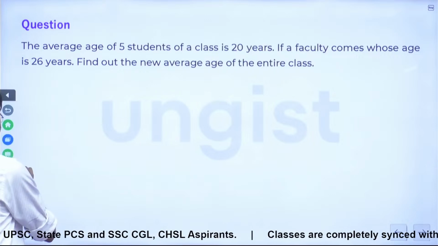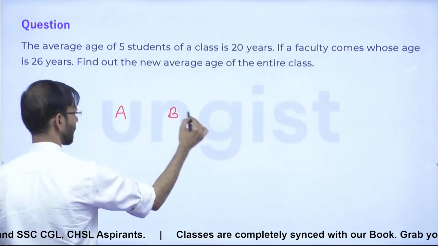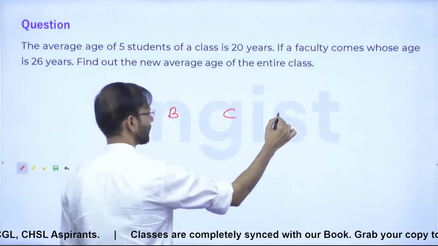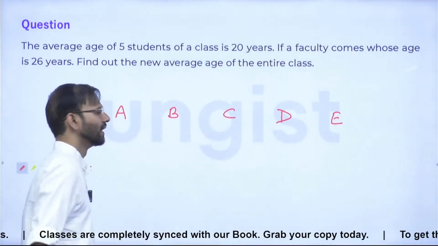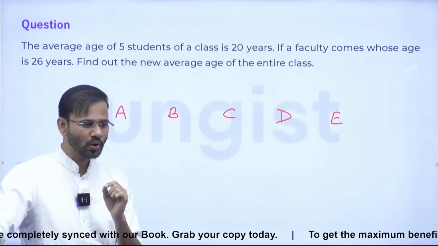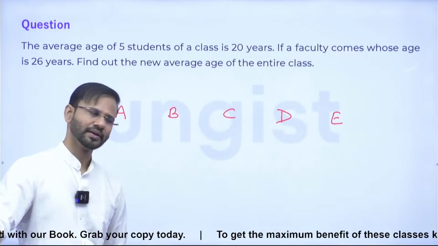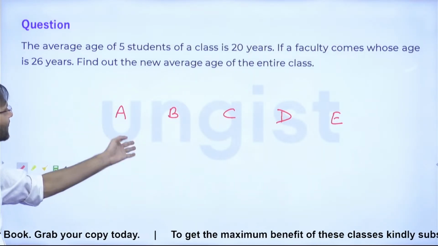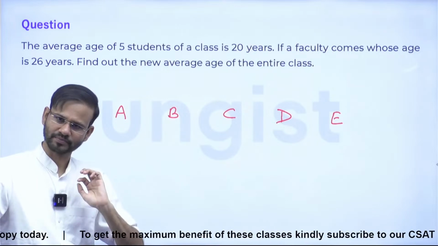So here, there are 5 students. Let's say they are A, B, C, D, E. They are the 5 students. And the best case scenario would be what? If the weight of all the students is 20 years, then obviously the average weight of the class will be 20 years.